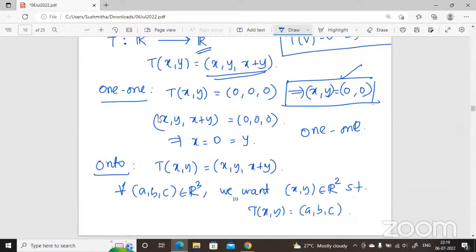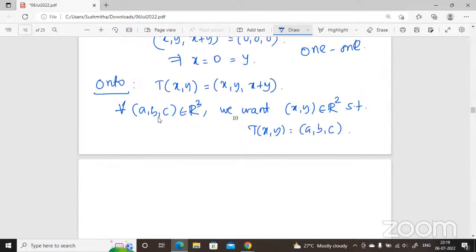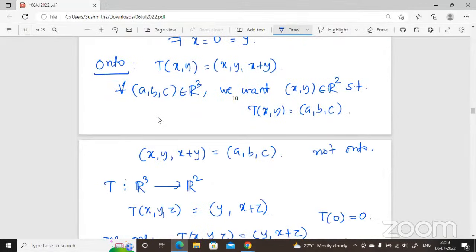Now the onto part: for every element in the codomain, you want a pre-image. So T of (x, y) is equal to (a, b, c). So (x, y, x plus y) should be (a, b, c). So c is always equal to a plus b, but it isn't in general. So it is not onto. Okay, got it, sir. Thank you.